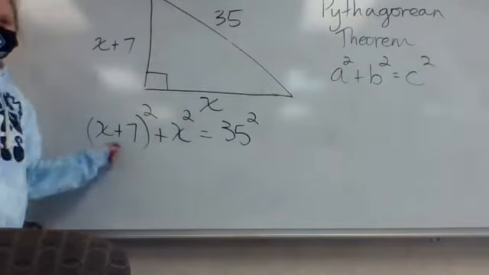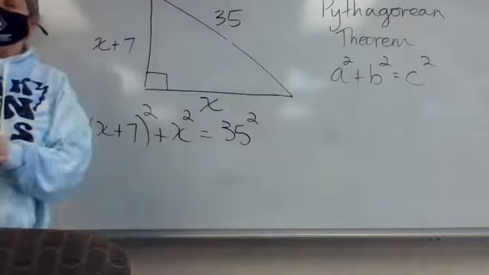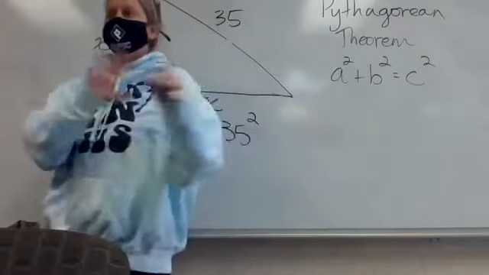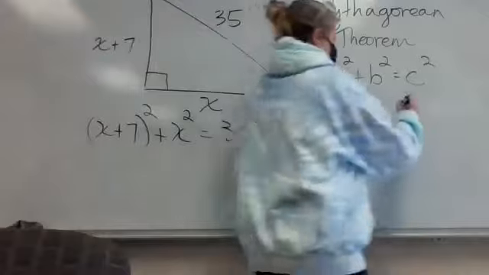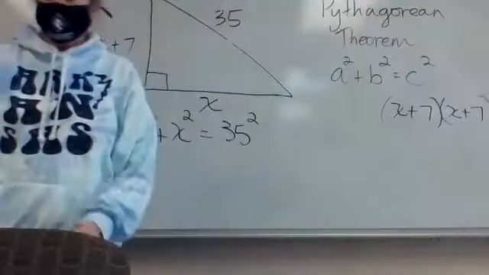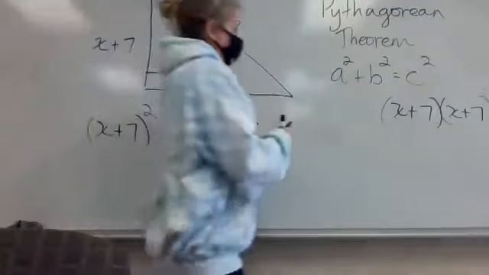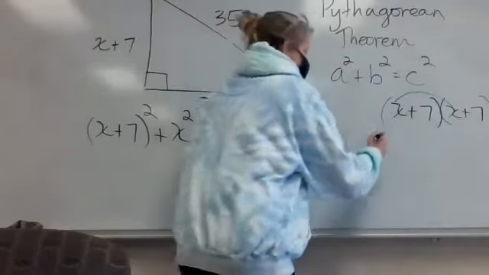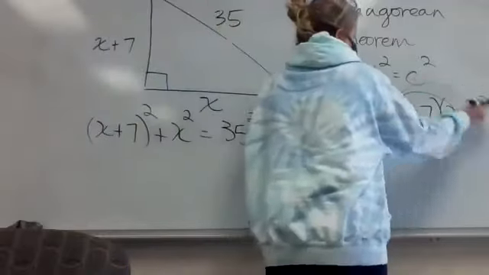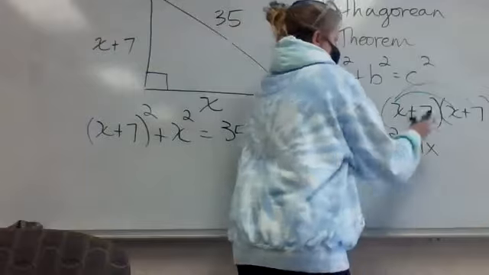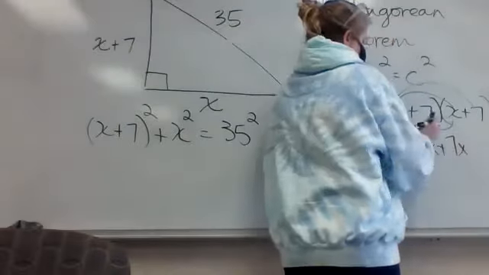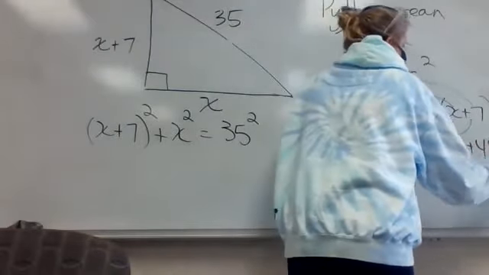So what does x plus 7 squared mean you need to do? If I'm going to square that, that means x plus 7 times itself. So I'm actually going to have to FOIL there, right? I'll do it over here. x plus 7 times itself and then FOIL. x times x gives me x squared. My outside is 7x. My inside is another 7x. And my last, 7 times 7, is 49.